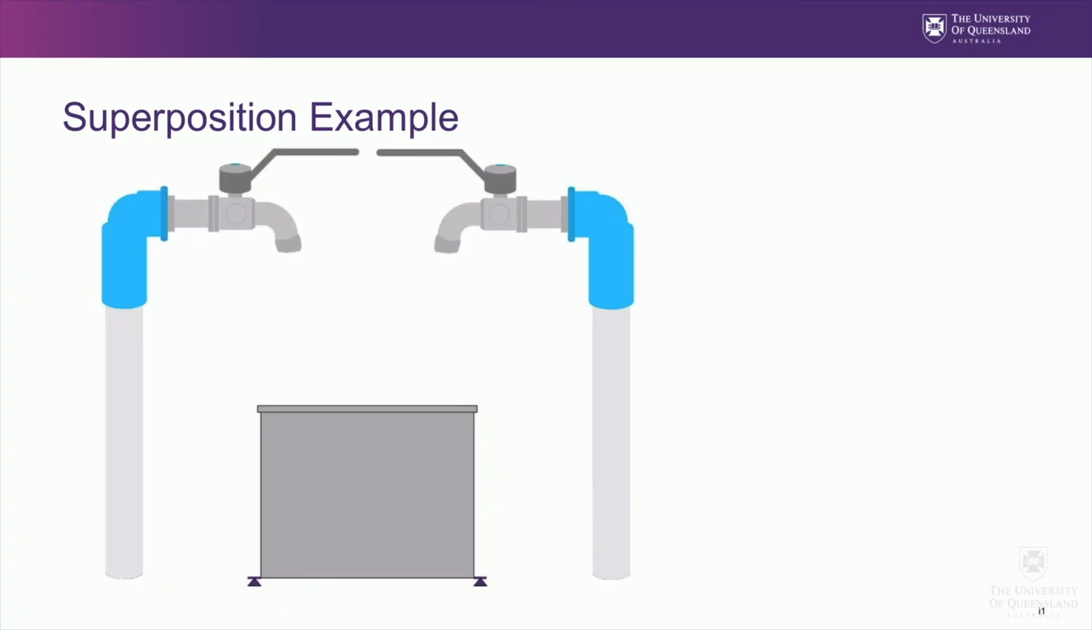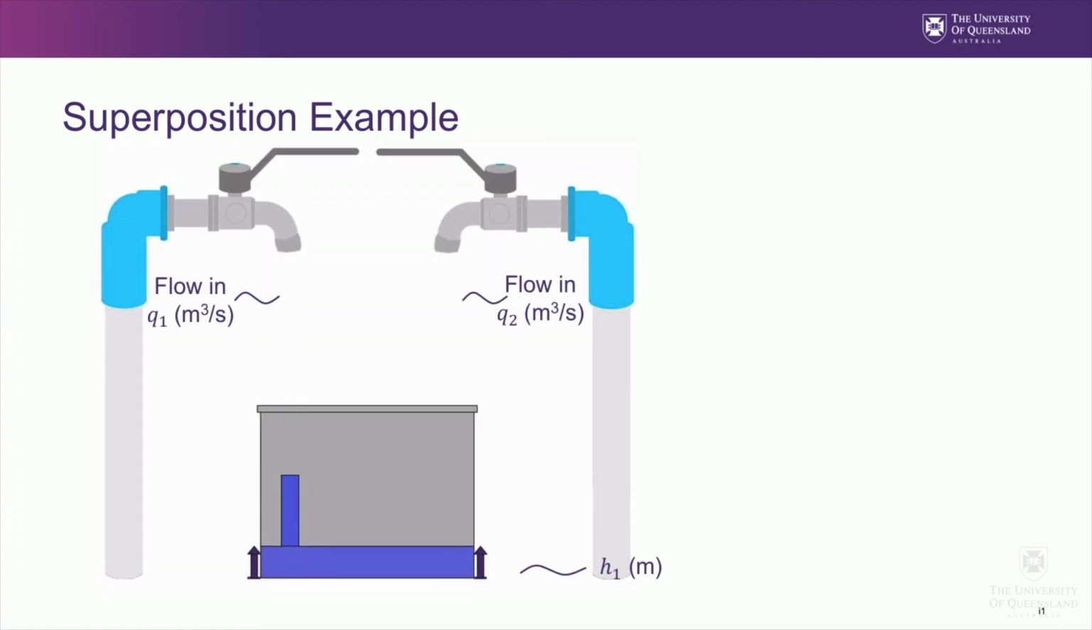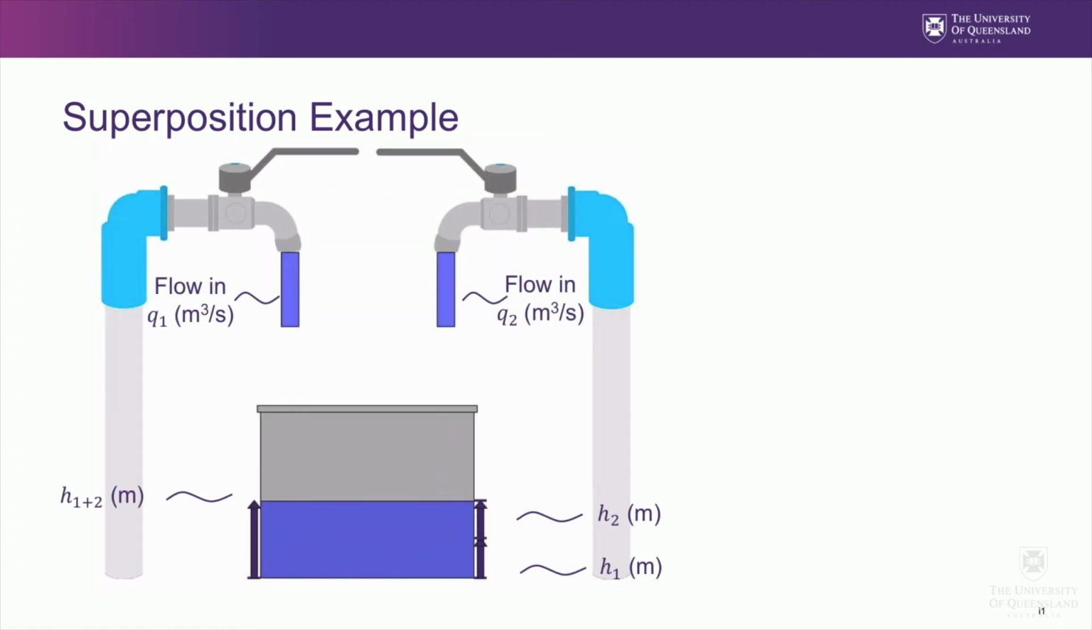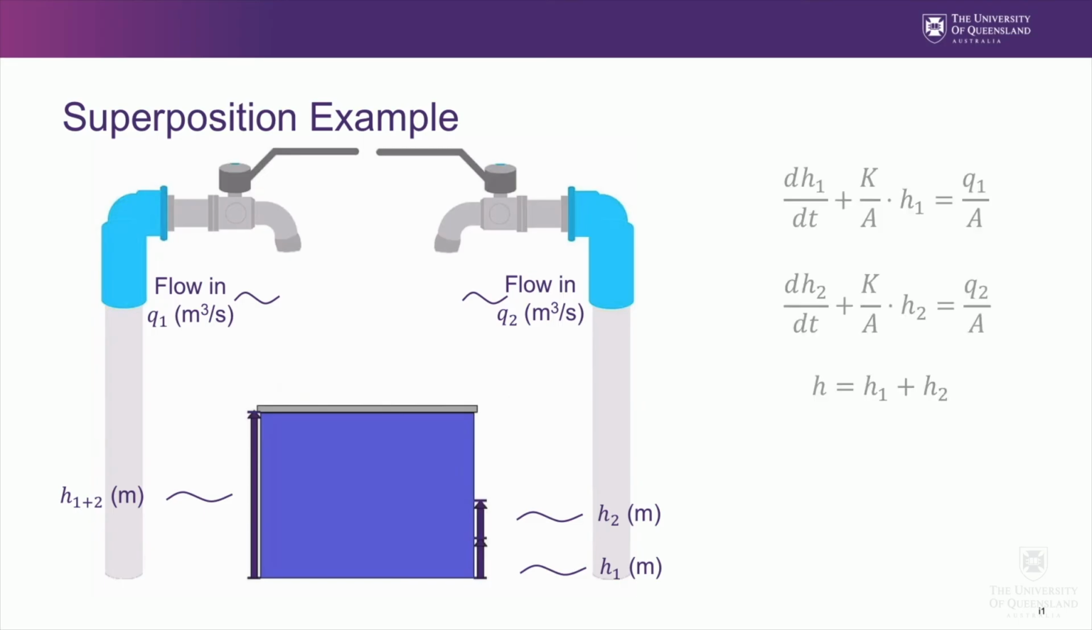To understand superposition, suppose there's no water in the container. That is, the initial condition on h is 0. Suppose also that the total flow rate can be thought of as having two parts. Call them Q1 and Q2. The height of water will be the sum of the individual solutions of the governing equations, where Q1 and Q2 act alone. A mathematical description is shown on the right.